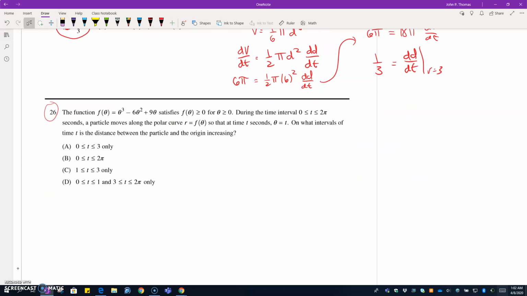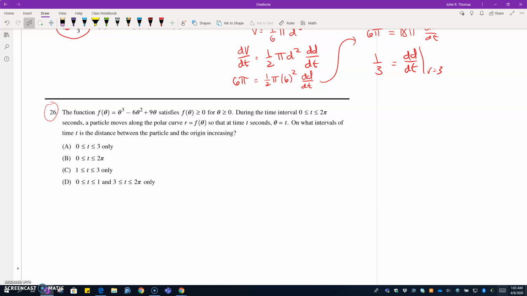26, it says the function f of theta satisfies f of theta is greater than or equal to 0 for theta greater than or equal to 0. During the time interval from 0 to 2 pi seconds, a particle moves along the polar curve r equals f of theta so that at time t seconds, theta equals t. On what interval of time is the distance between the particle and the origin increasing?